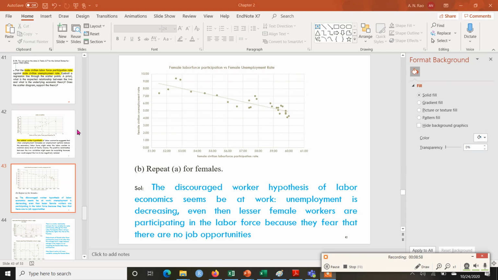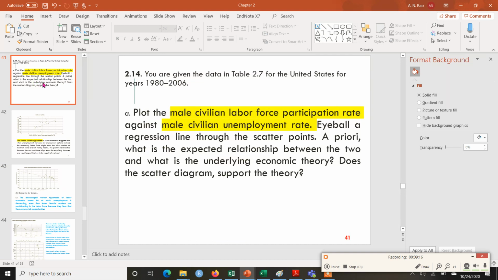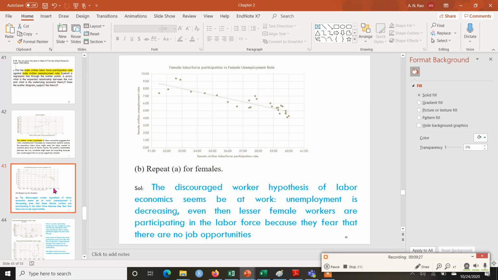So next we have another example of the same scatter plot using different variables. Now in part B of the question, the statement is that we have to repeat part A, but this time we are going to draw the plot for female. So let me recall, in part A we had to plot civilian labor force participation rate. This time we are going to plot for female, and plot it against female civilian unemployment rate.